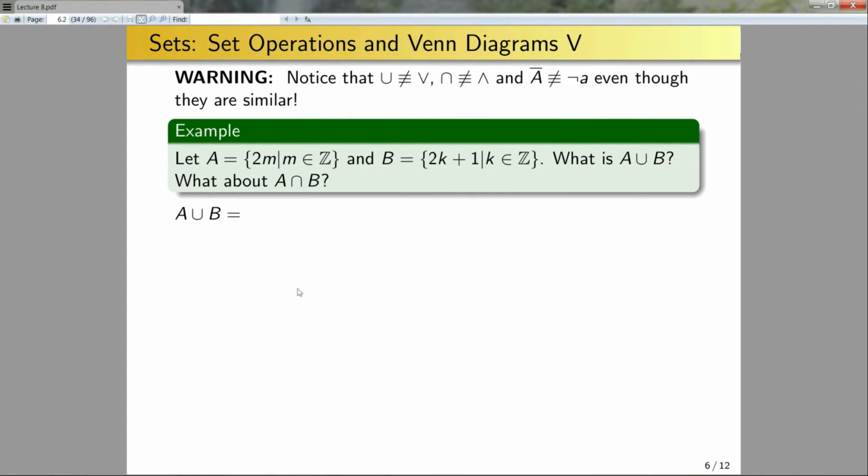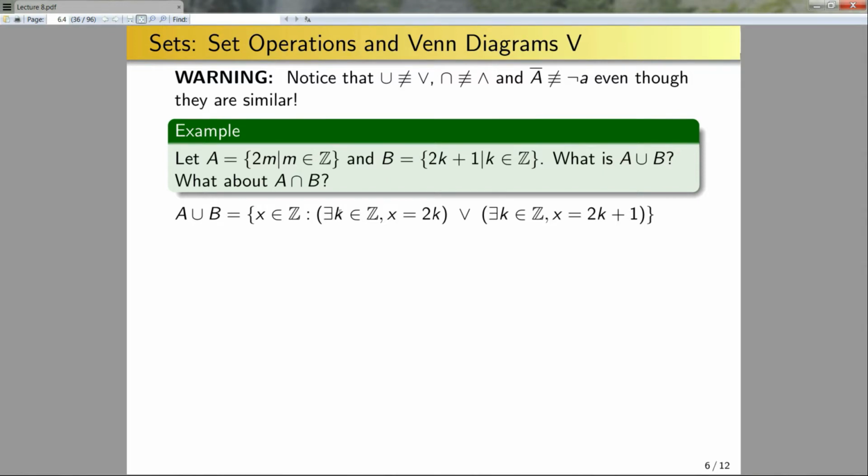Well, by definition, A union B will be the set of all x in Z. So why do I pick Z here? Well, the elements of A and B are both integers, so my domain of discourse should be integers. Now this is the x's in Z such that there exists a k in Z such that x is equal to 2k. So this is explicitly saying that x is in this set here, or there exists a k in Z such that x is equal to 2k plus 1.